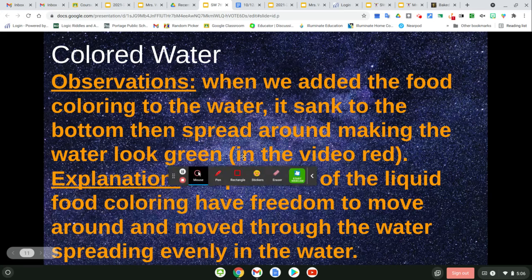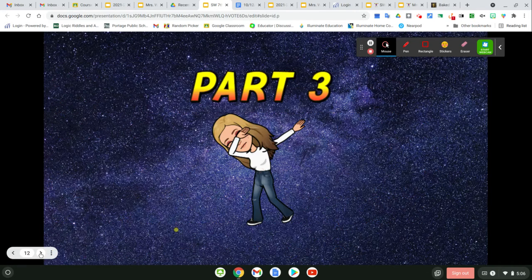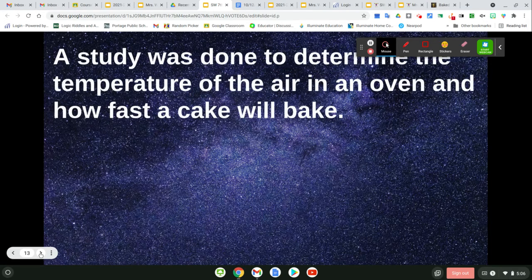Okay, this little thing. I don't know if you guys can see the little push play and all that with this. Okay. Anyway, here we go. Part 3. So independent, dependent variables. We're given a statement. A study was done to determine the temperature of the air in an oven and how fast a cake will bake. So we could turn the oven up really high to like 450 degrees Fahrenheit, or we could turn it down really low, 250 degrees Fahrenheit, or anywhere in between. And does that affect the speed at which the cake will bake?